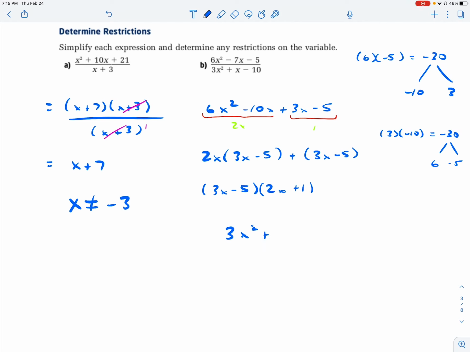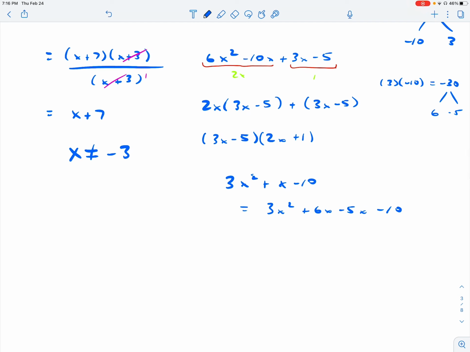So 3x squared plus x minus 10 is just going to be equal to 3x squared plus 6x minus 5x minus 10. So that's the first part of decomposition factoring. Now we're just going to do the grouping part. So we just do a little bit of common factoring in those.